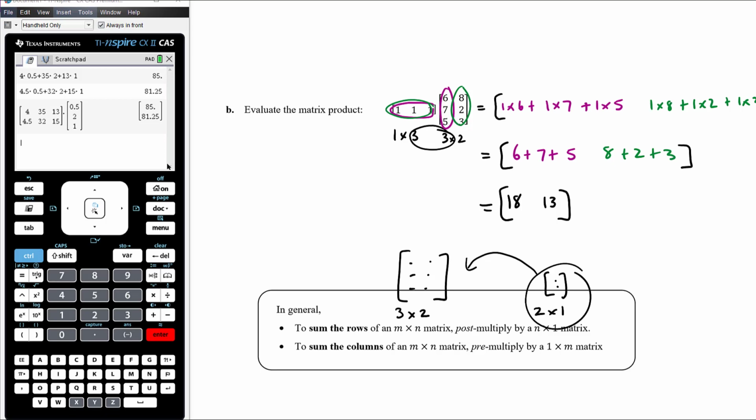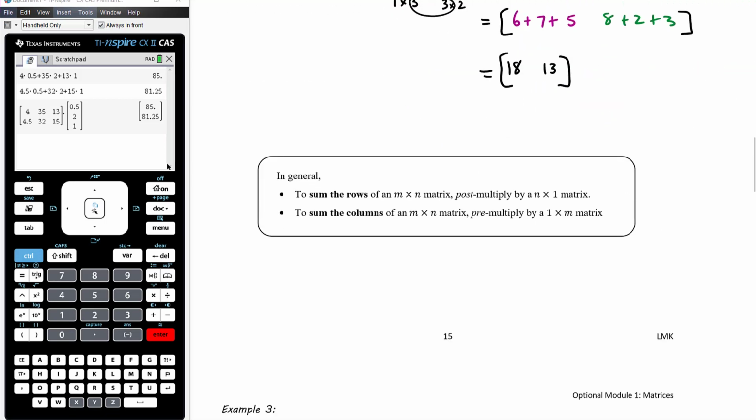And obviously the number of columns in the first matrix, so the n, has to be the same as the number of rows in your summing matrix. Okay, so to sum the rows of an m by n matrix, we post multiply by an n by 1 matrix filled with ones.